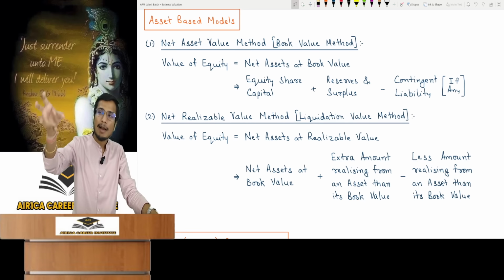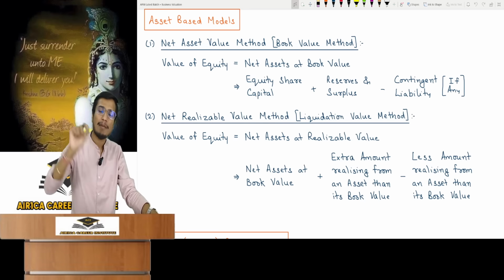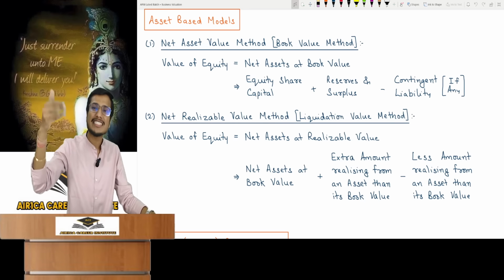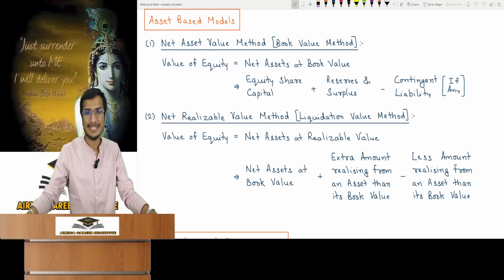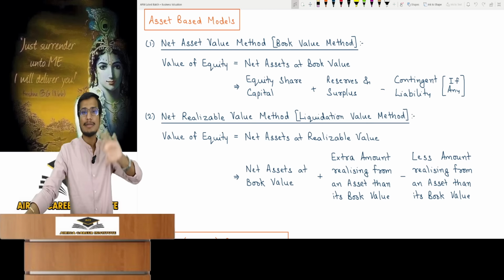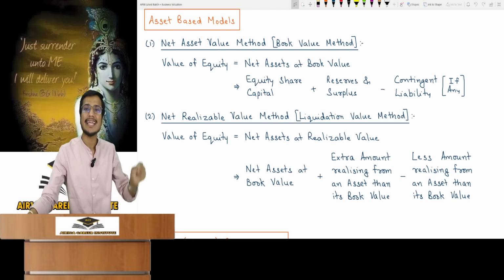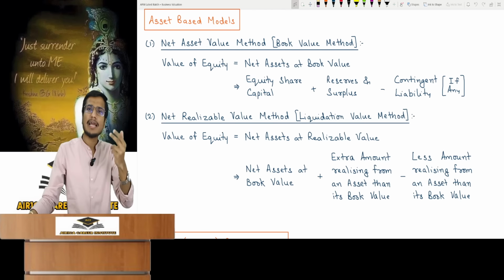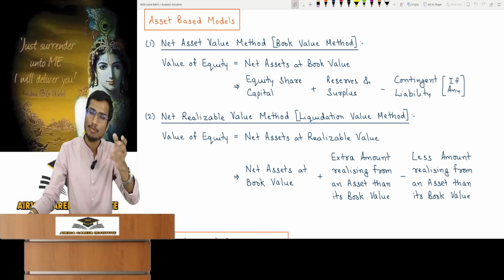Use the amount you would realize from these assets. This means what money you would actually get upon selling them. It's essentially talking about market price. This method will give the same value of equity. The basic logic is the same. Take net assets, that is total assets minus total liabilities, at their realizable value. The realizable value of a liability is the same as its book value.